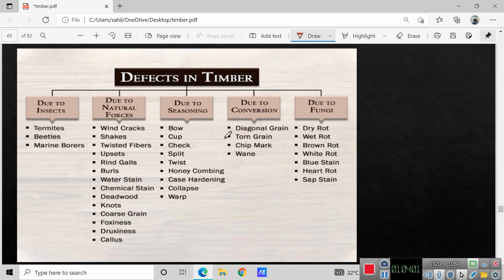Now here is a flowchart which shows all defects in timber. Here is a recap of it. Defects in timber due to insects: termites, beetles, marine borers. Due to natural forces: wind crack, shakes, twisted fibers, upsets, ring galls, burls, water stain, chemical stain, dead wood, knots, coarse grain, foxiness, brashness, callus. Due to seasoning: bow, cup, check, split, twist, honeycombing, case hardening, collapse, warp. Due to conversion: diagonal grain, torn grain, chip mark, wane, dry rot, wet rot, brown rot, white rot, blue stain, heart rot, sap stain.